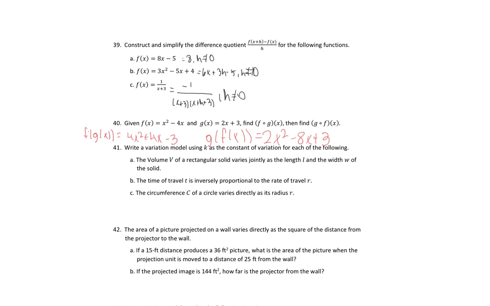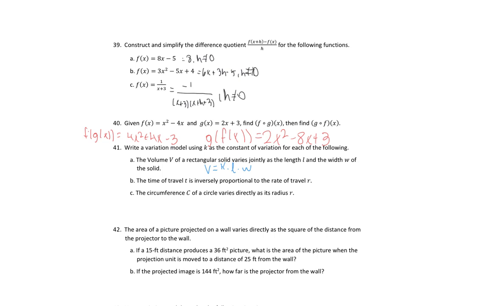Okay, going on to this next one, we need to write a variation model using k as a constant of variation for each of the following. So first one tells us the volume V of a rectangular solid varies jointly as the length and the width of the solid. So that means V is going to vary, put our k, and jointly means that we're going to multiply them, so jointly with length and width. And that's it for that one.